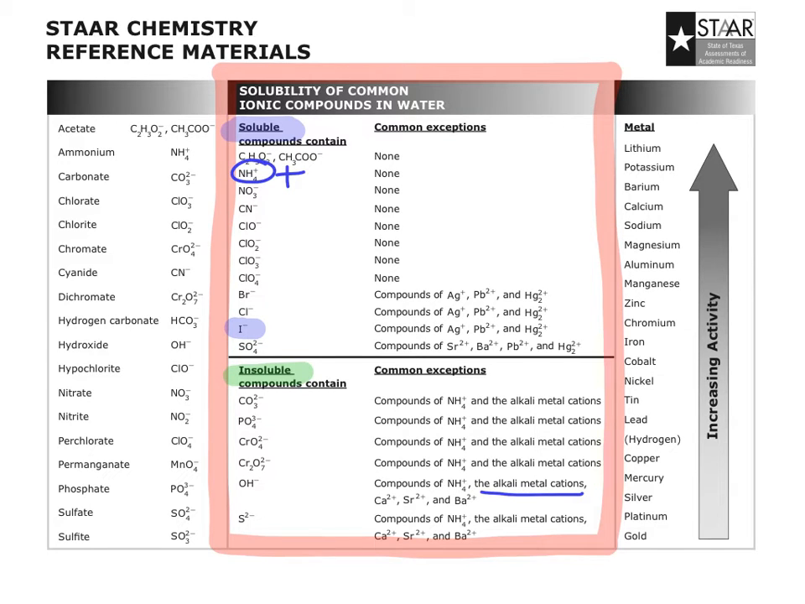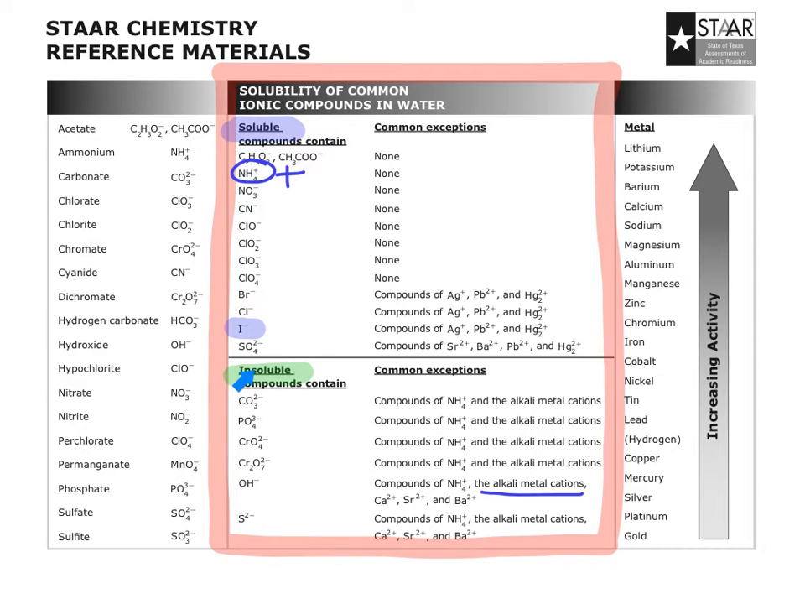To my chart, I'm going to find ammonium. Here it is. It's positive. It's soluble. Does it have any exceptions? No. So that means ammonium will always be soluble. So when I come down here, look for sulfur. Here it is at the very bottom.